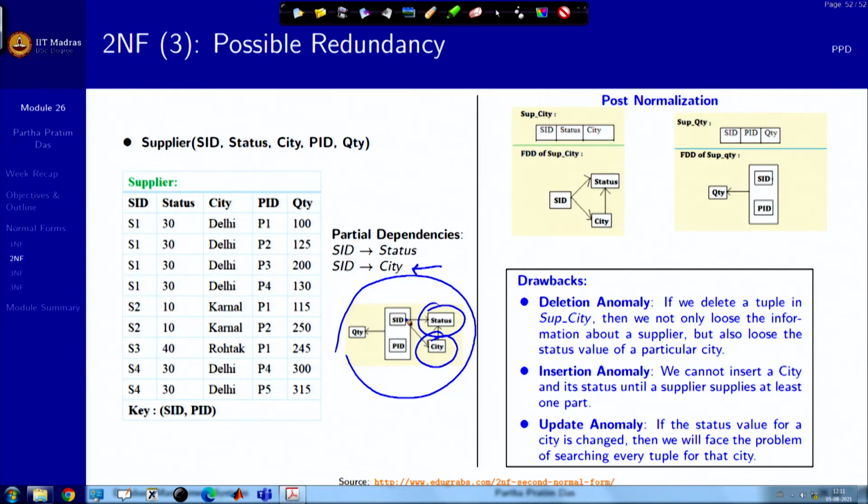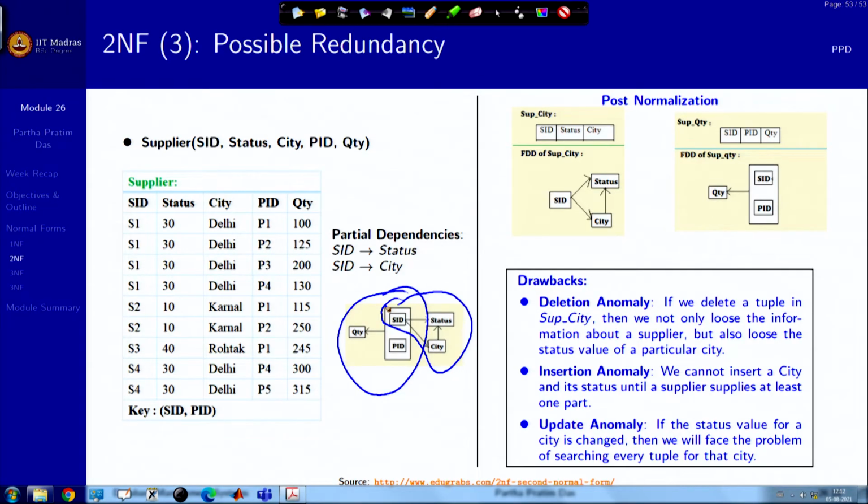So, I can easily decompose them by keeping this on one side and keeping this on the other side. Right? This is the decomposition, and the redundancy that we had is getting removed through this process. Right? Now, the question is, does it still have some redundancy left? You will have to check for that information.